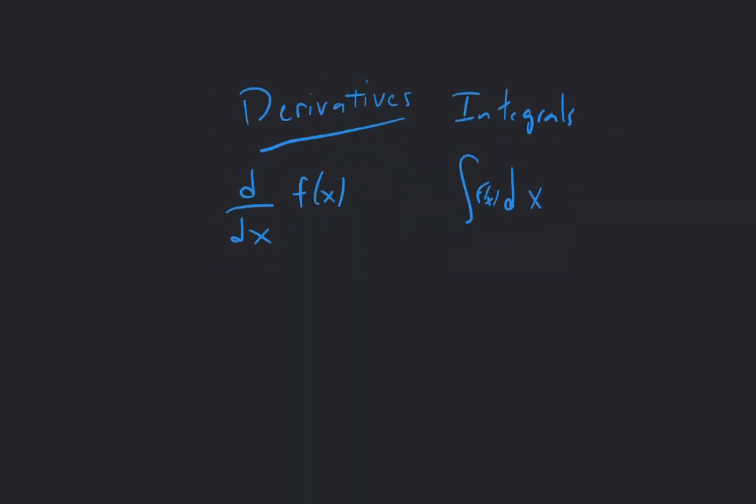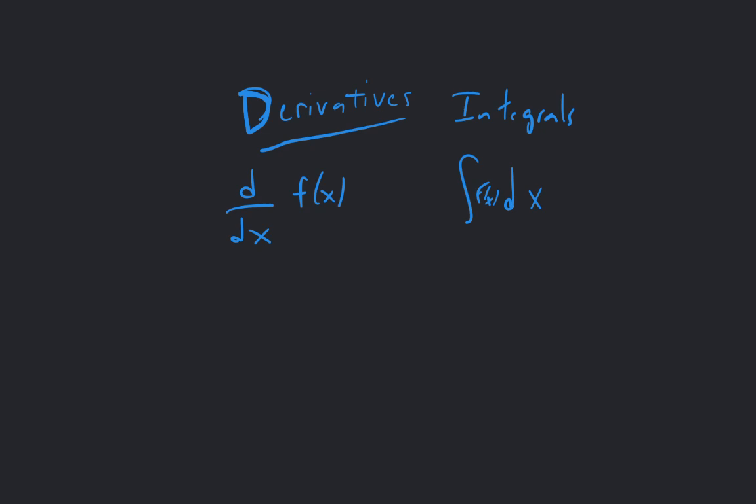Derivatives and integrals are basically inverse functions of each other. By the fundamental theorem of calculus, they kind of undo each other. If you take the derivative of an integral, you end up with the function. If you integrate the derivative, you get the function back. They're just basically inverse operators in a way.